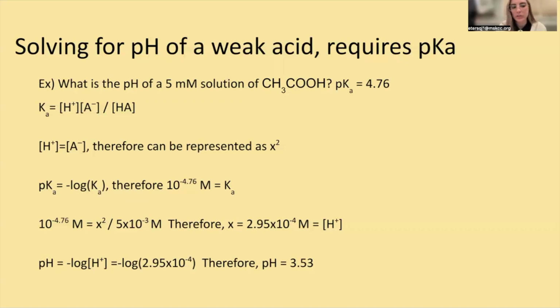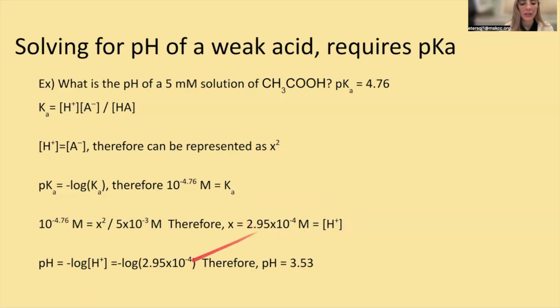We also know the relationship between pKa and Ka. Therefore, 10 to the negative pKa, or 10 to the negative 4.76 molar, is our Ka. So plugging this in, 10 to the negative 4.76 molar equals x squared over the concentration of acid, which is 5 times 10 to the negative 3 molar. Solving for x, we determine that the hydrogen ion concentration is 2.95 times 10 to the negative 4 molar.